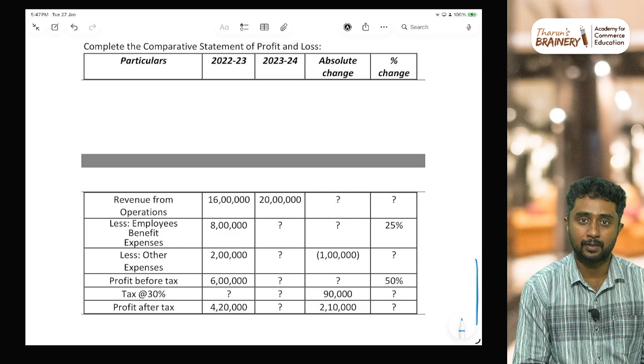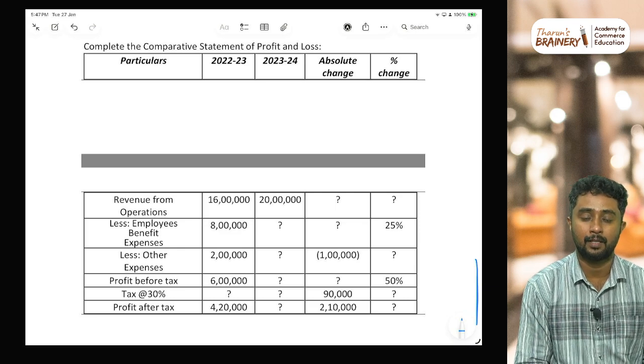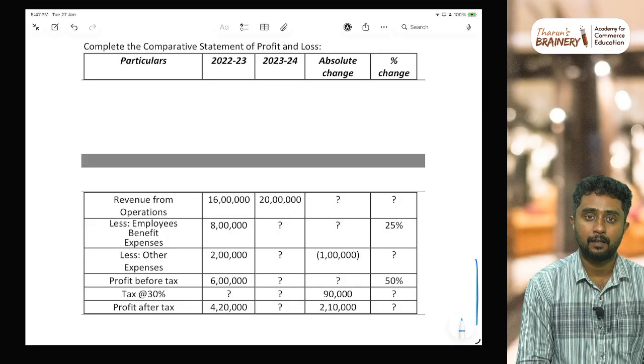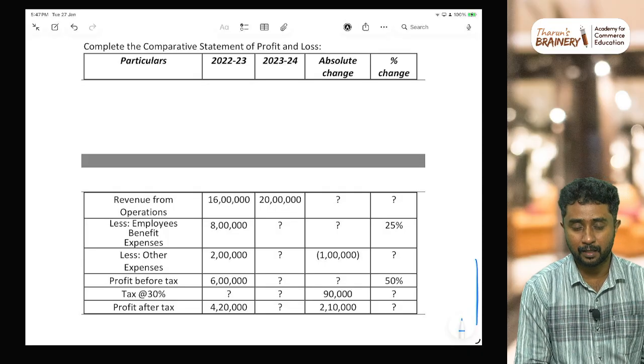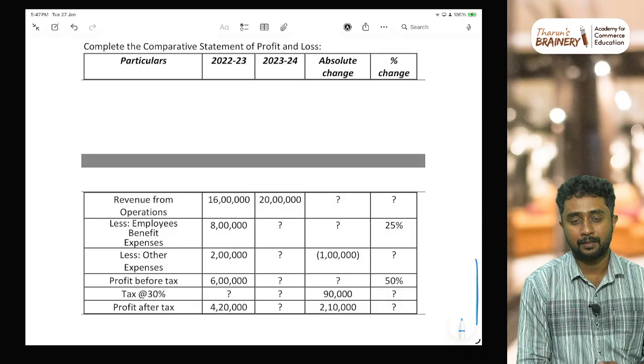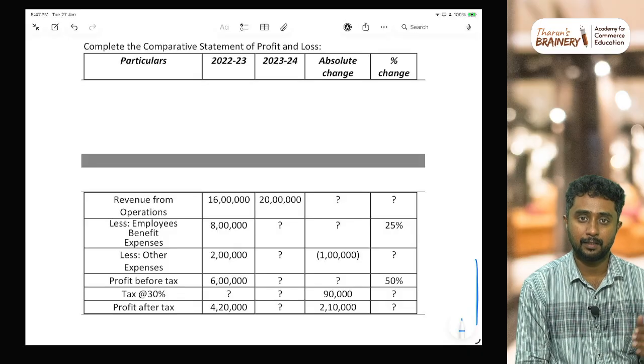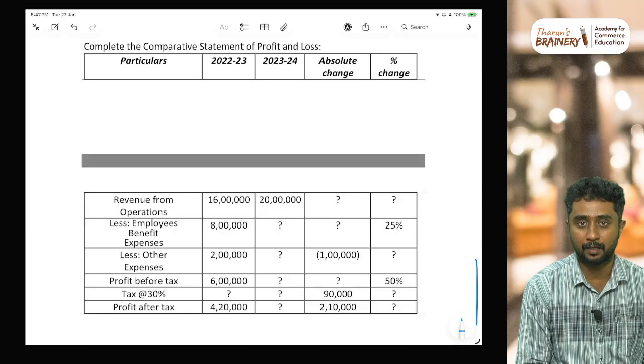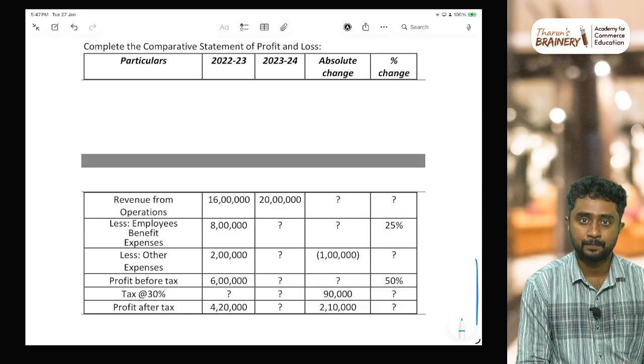One more is there actually, share application money pending allotment. So there are 4 main heads, main categories, which are involved in the equity and liabilities part of the balance sheet. Similarly, on the asset side of the balance sheet, 2 main categories will be there, non-current assets and current assets. That is how it is done.